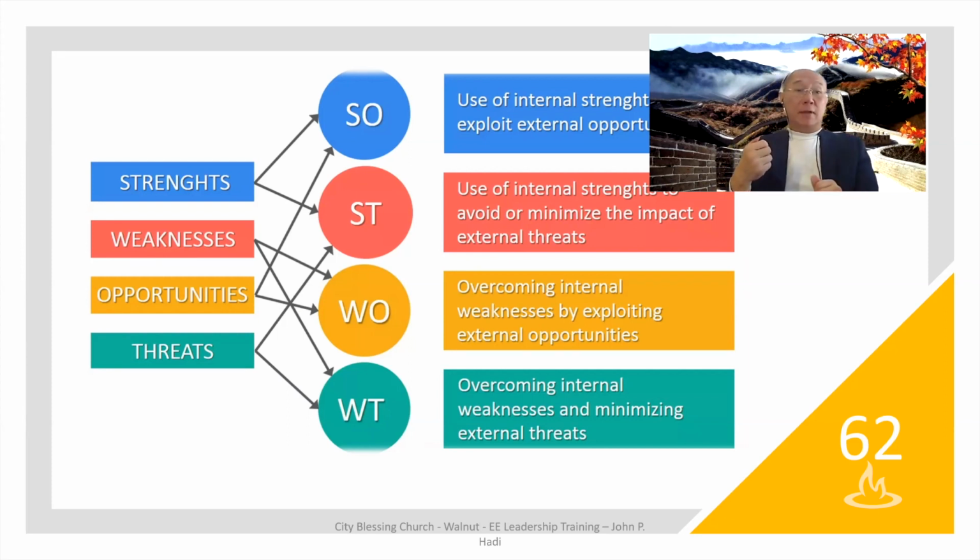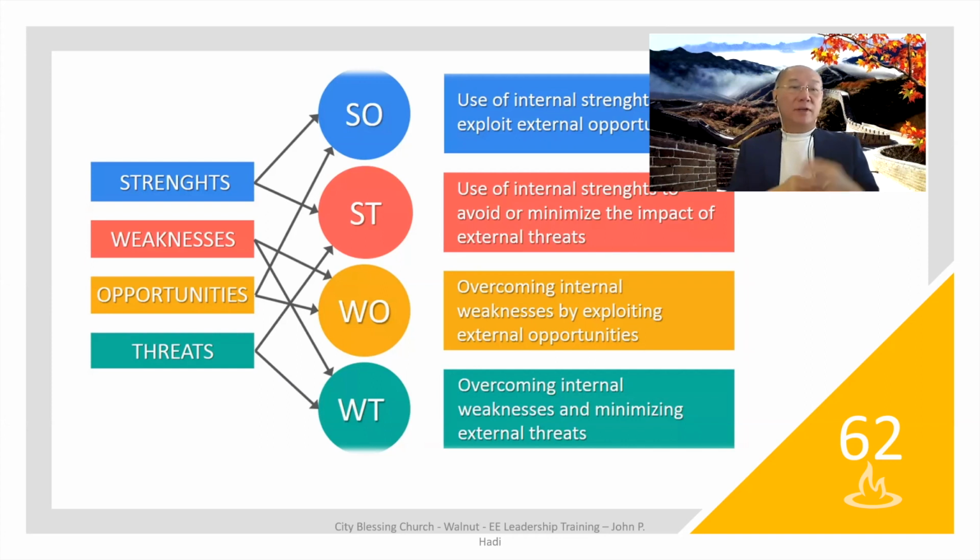Now, what happens if there is a threat? Well, you use your internal strength to avoid or minimize the impact of the external threat. Improvement. Do better. Improve your system, your delivery system, your productivity system, the way you manage your team. All of those use your strength to minimize the impact of the external threat.